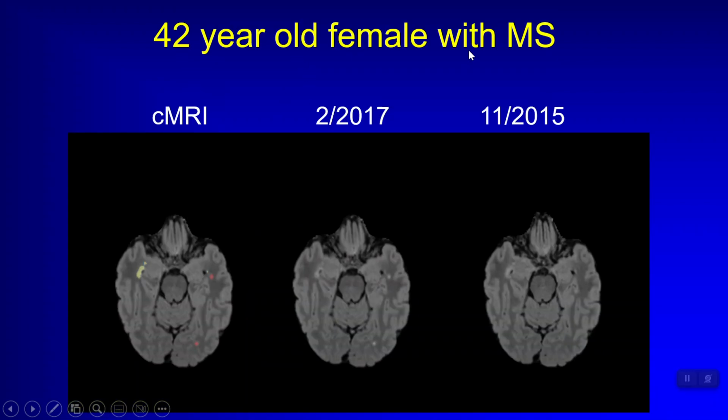This is a 42-year-old female with multiple sclerosis. This is their scan in 2017. This is their scan in 2015. You can note that there is a lesion adjacent to the right temporal horn. It was there before. There's a new lesion, however, here near the left temporal deep white matter, and another lesion here in the left occipital deep white matter, which are scored in red, indicating that these are new lesions.